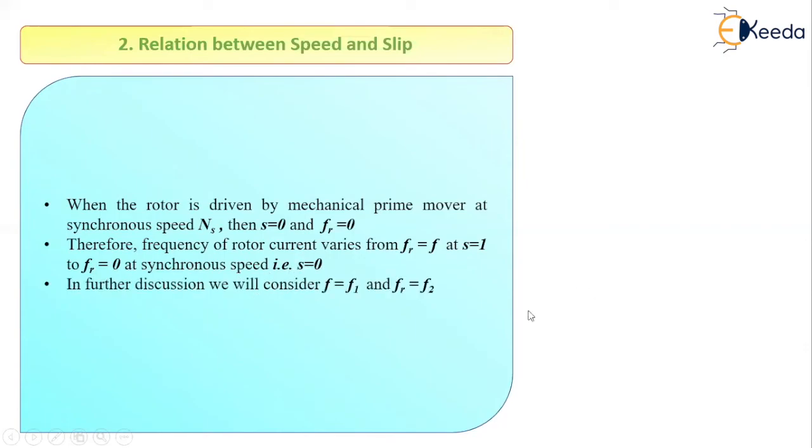In the further sessions and videos, we will consider F = F1, that is our supply frequency will be denoted as F1, and Fr will be denoted as F2. That is, the rotor current frequency will be denoted by F2. So we can modify the formula as F2 = S × F1. So our rotor current frequency is equal to slip times our supply frequency. This was the relation between the rotor current frequency and the supply frequency.